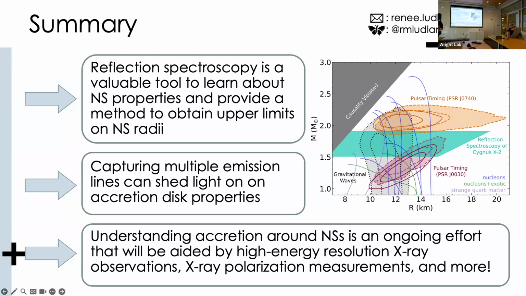How's the boundary layer supported? It seems it's inside the innermost stable orbit radius, right? So why is it there and not plunging into the neutron star?